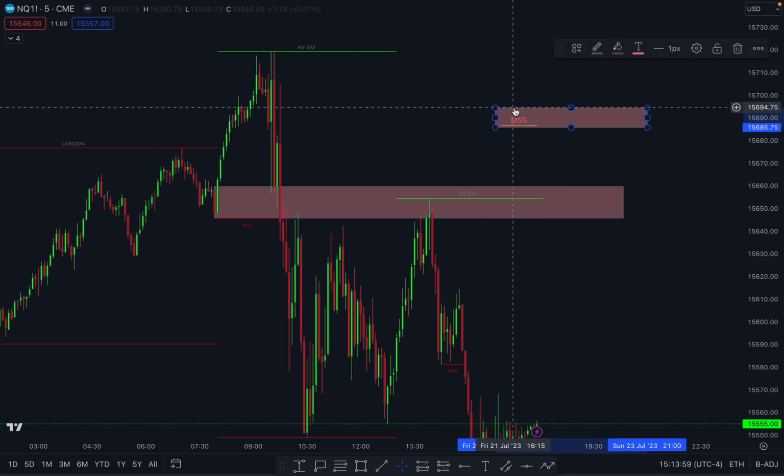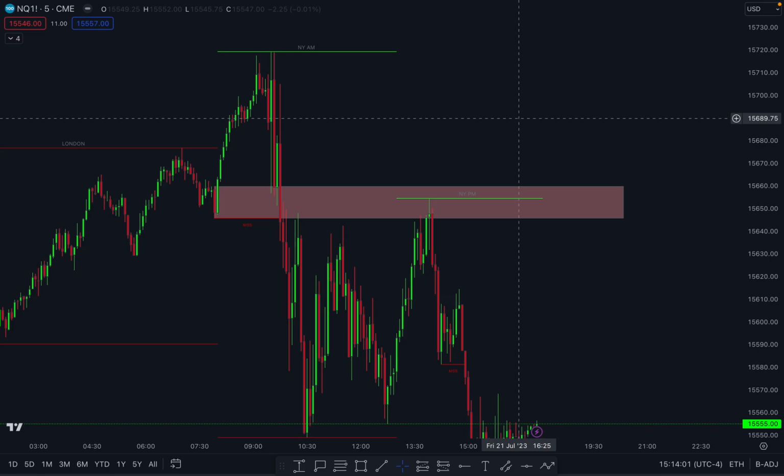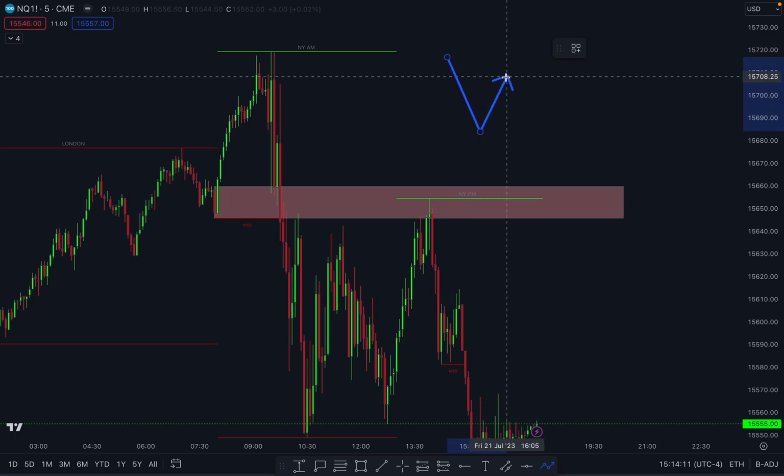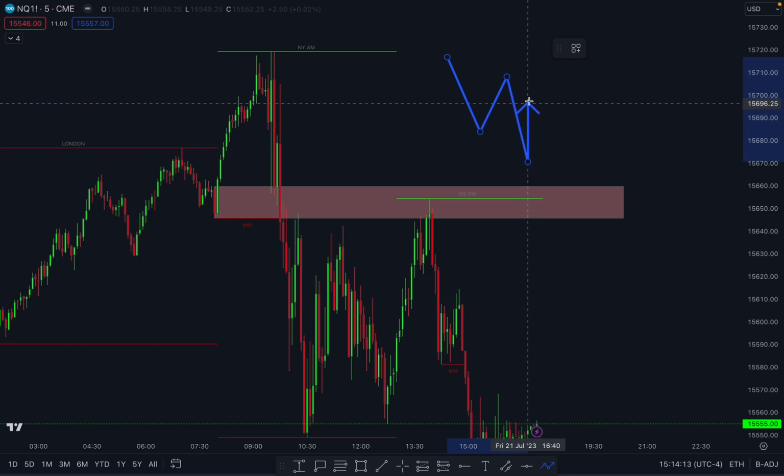So now let's look at a bullish scenario. How would that look? Exactly the same. You look for a bullish MSS. So how would a bullish MSS be formed? You go down, you go up, you go down, and then boom.